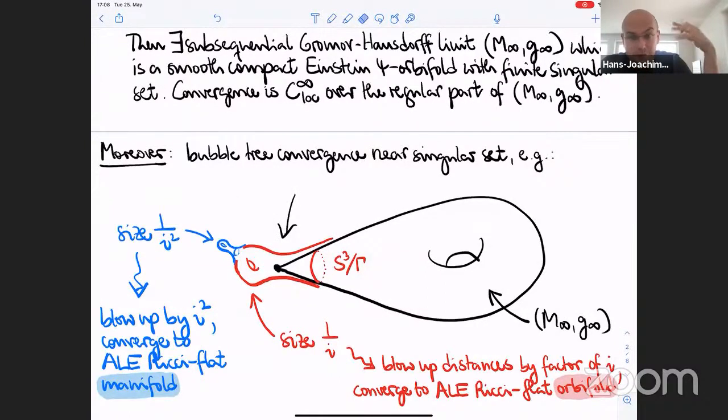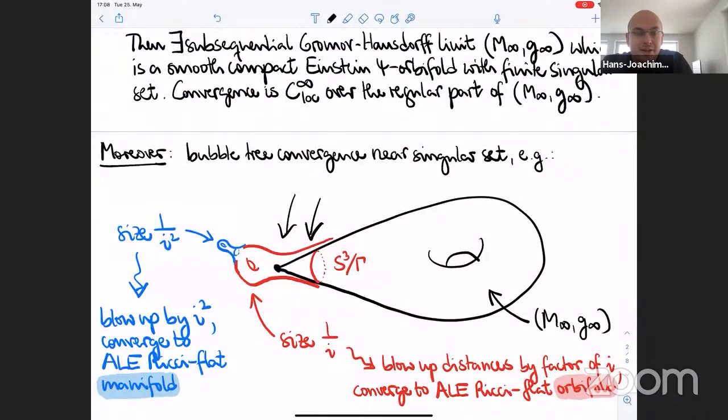And then the idea is that if you take the red part first and rescale distances by a factor of i, so you rescale the metric tensor by i squared, then the topology is going to have unit size after rescaling. And this part here looks conical, but gets blown up and becomes an infinite conical end. And this is what makes the metric asymptotically locally Euclidean, or ALE.